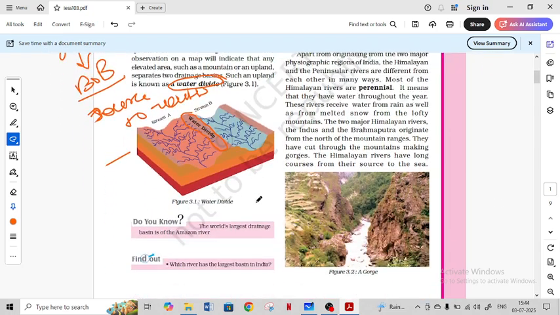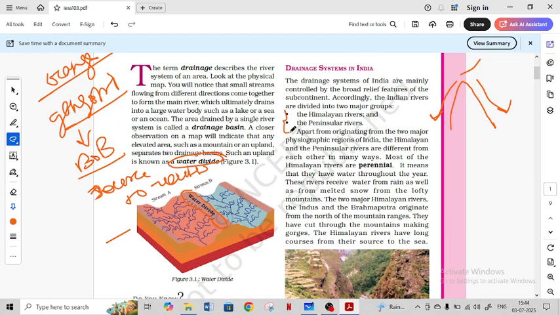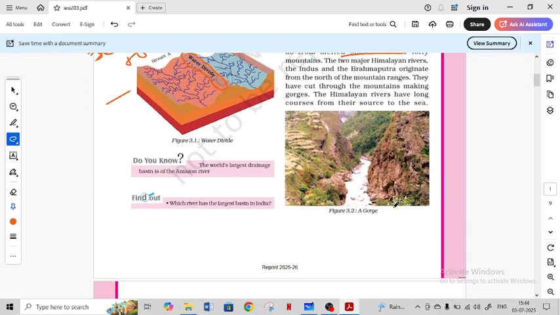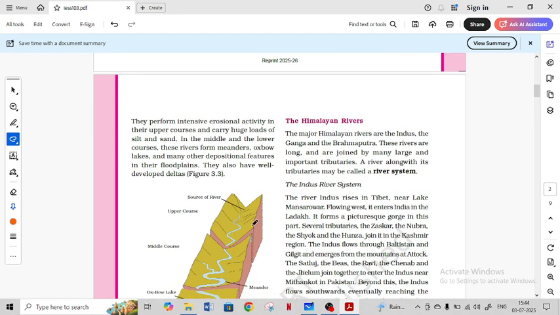Moving on, we have two types of drainage systems in India: the Himalayan river system and the peninsular river system. The Himalayan rivers are perennial, which is important. What does perennial mean? It means there is water all year. Why is this happening? Because the Himalayan rivers are snow-fed rivers. For example, take the Ganga: the origin is glaciers, so for the whole year we have a water source in these rivers.